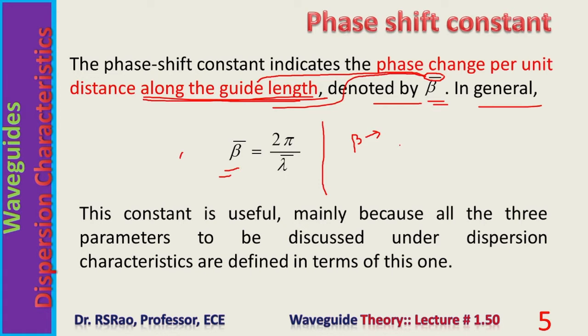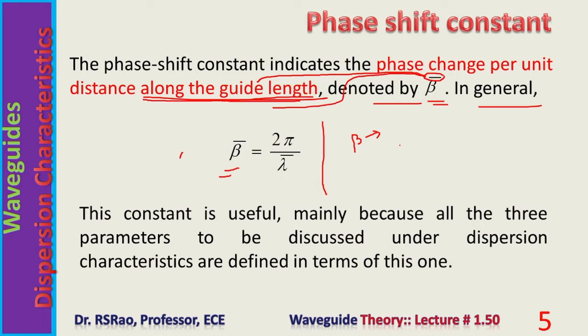The definition of beta is the phase shift the wave undergoes by the time it travels a distance equal to 1 unit, or the phase shift the wave undergoes when it travels 1 meter. By the time it travels 1 lambda, the phase shift it undergoes is 2 pi. Lambda is wavelength, and the corresponding phase is 2 pi. So beta is phase shift per unit length.